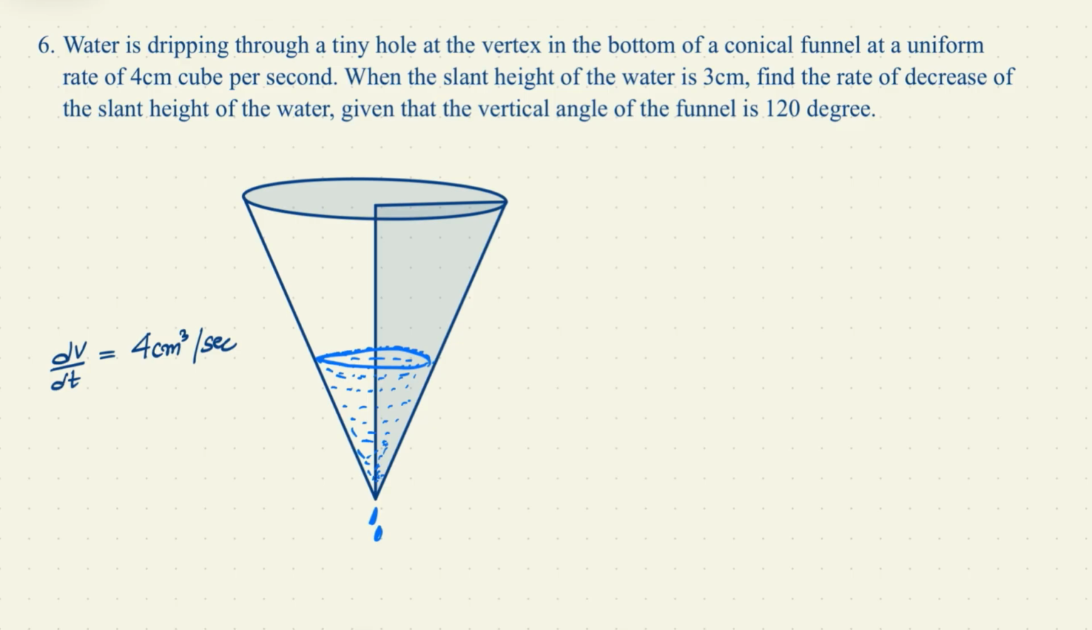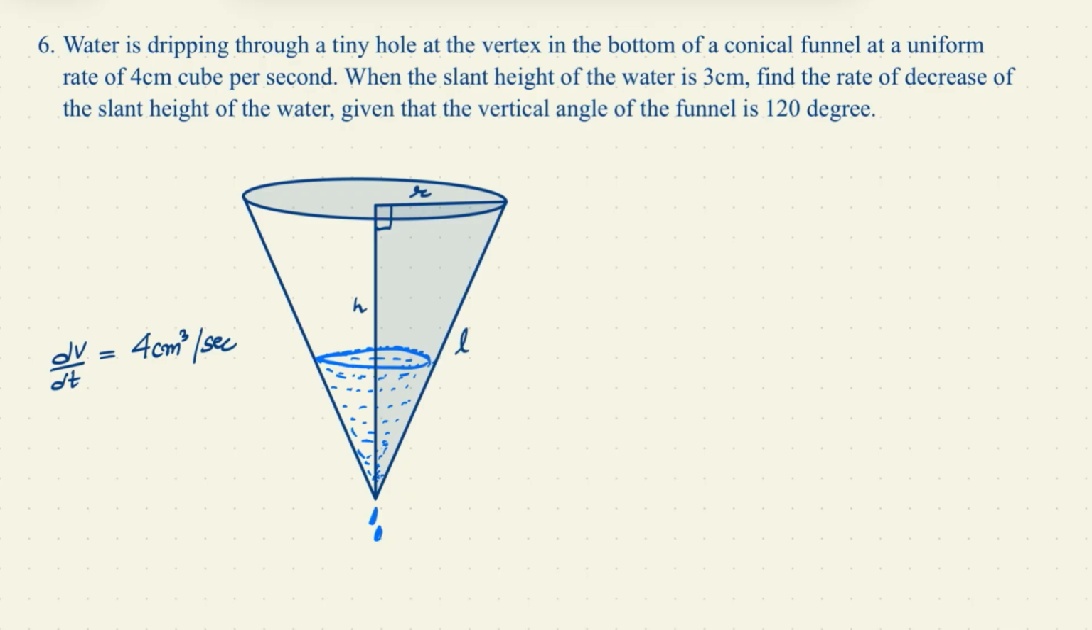Let us continue reading the question. When the slant height of the water is 3 centimeter, find the rate of decrease of slant height of the water given that the vertical angle of the funnel is 120 degree. Okay, so first of all, there are three variables associated with this cone, that is the radius of the cone, and let us assume it as r. The main height of the cone, let us assume it as h, and the slant height of the cone as L. And obviously we know that this angle will be here 90 degree.